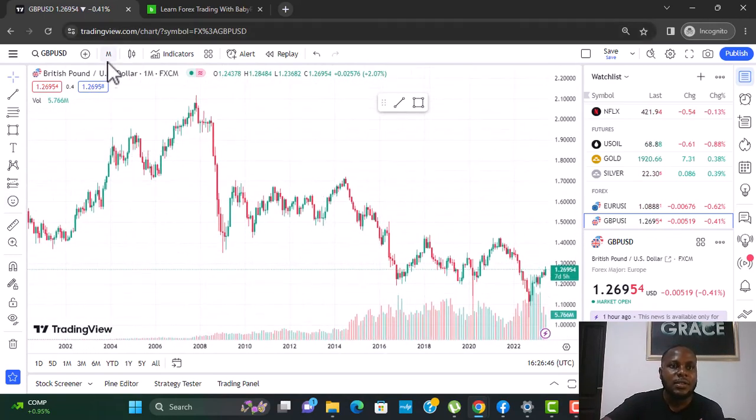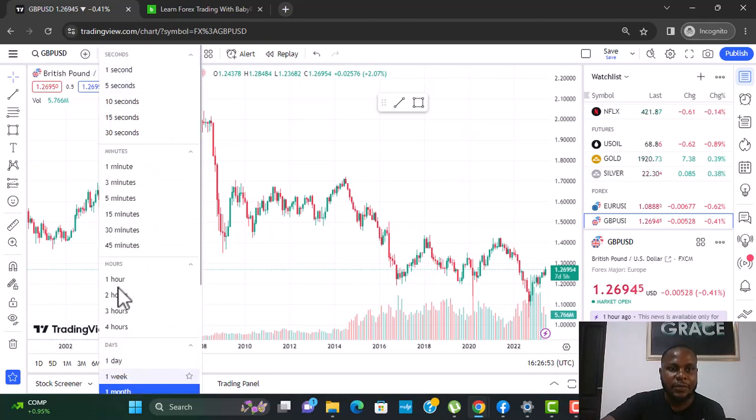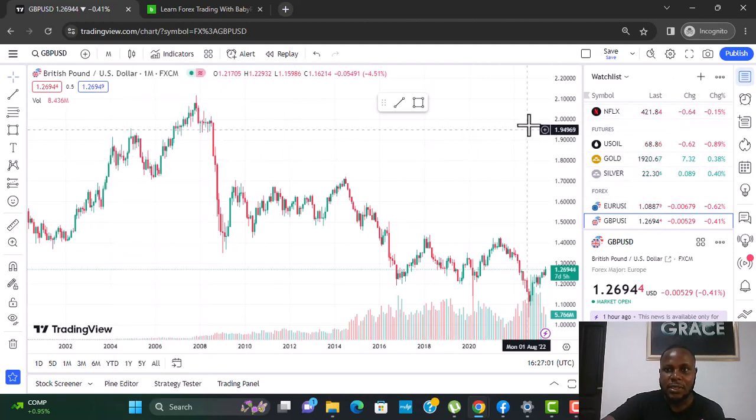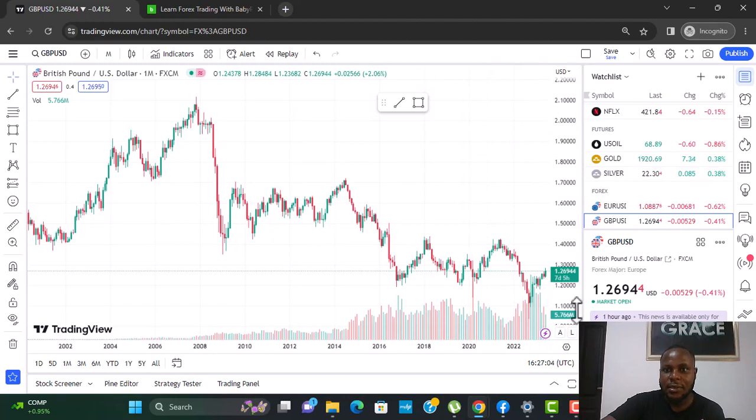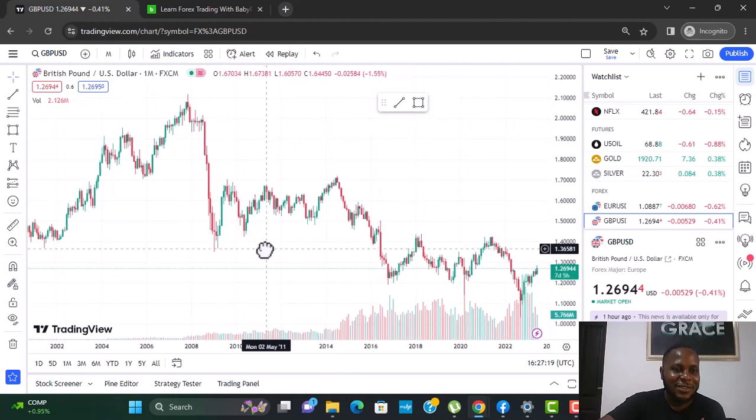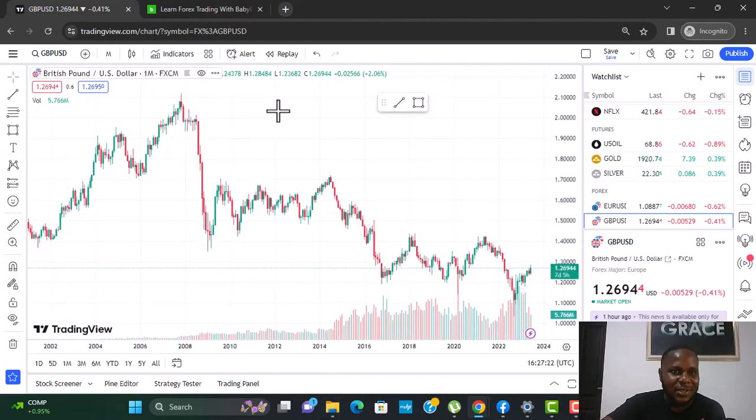So look at this market. We are on GBP USD. GBP is Great British Pounds and USD is United States dollar. This is a monthly time frame. Here you have all the time frames. Here you have all the tools. Here you have the different market watch lists that you've selected. This is where you look at the price. Here you have the price chart plotted against the years. So in 2006, the market was here. What am I missing? I think that's just the fundamentals of it.